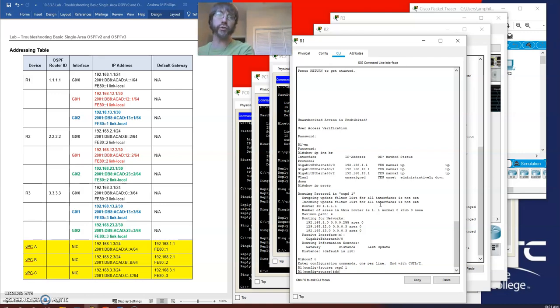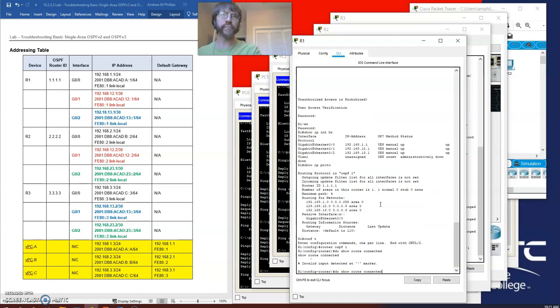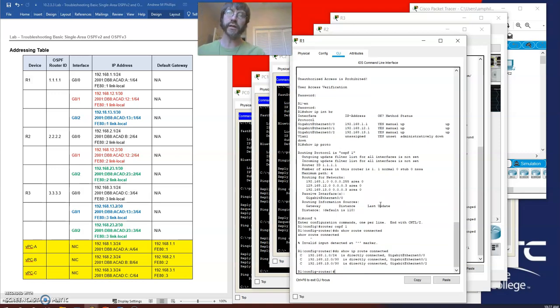Let me do this. So do show ip route connected. Yes. There. So I see 192.168.10.0/24. I see 192.168.12.0/30. And I see 13.0/30. That's all right. But if I look at my show ip protocols statement, I see 10.0/24. I see 13.0/30, and I see 129.168.12.0/30, which frankly doesn't exist.